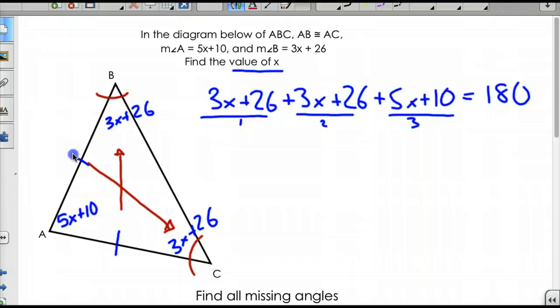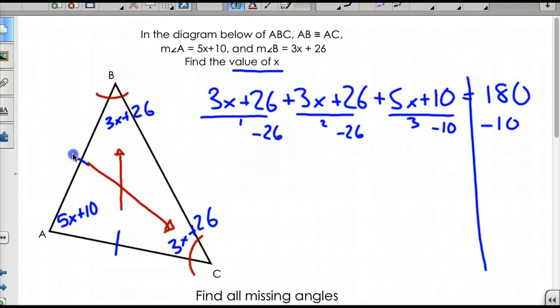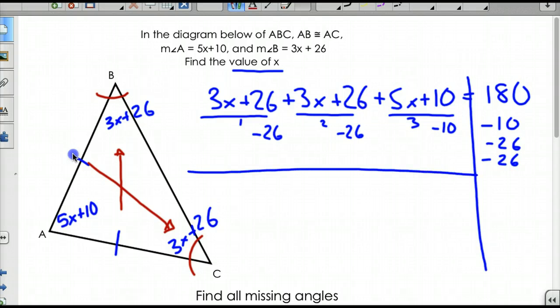Now from here, we're just going to move everything over. So we're going to subtract the 10 from both sides. We're going to subtract 26 from both sides, and we're going to subtract the other 26. All right? Draw a line down. So I'm subtracting 10, subtracting 26, and I'm subtracting another 26 from 180. When I do that, I get, let's see, 170 minus 50 is 120, 118. Yup, I just did that in my head.